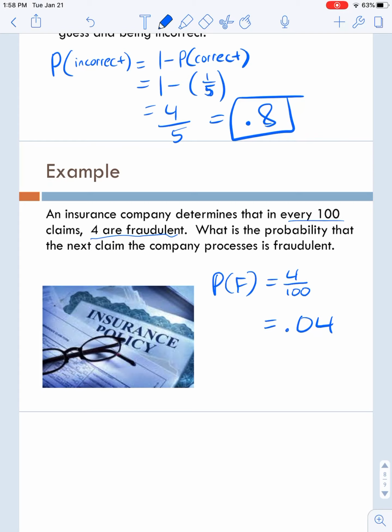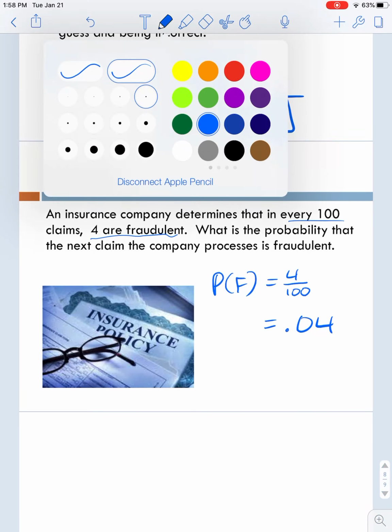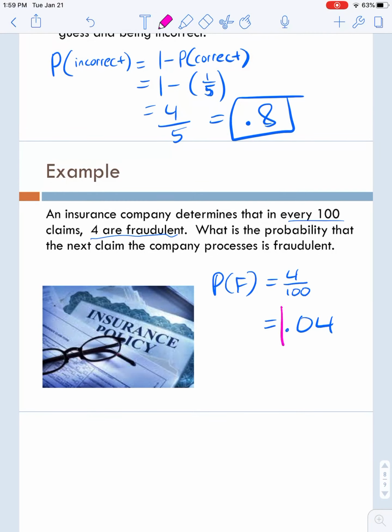And I haven't really talked about this enough yet, so let's just talk about this right now. We're going to say our final answer is probability equals 0.04. But what does this mean? This means 4% chance of fraudulent.